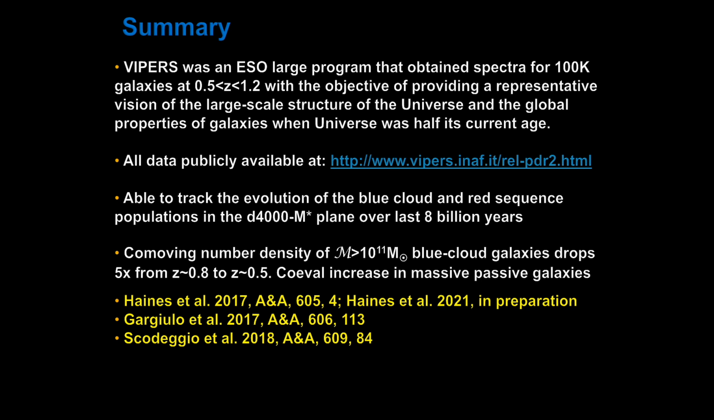We show how the VIPERS data enables us to track the evolution of the blue cloud and red sequence populations in the D4000 stellar mass plane over the last 8 billion years. In particular, the co-moving number density of massive blue cloud galaxies drops fivefold between a redshift of 0.8 and 0.5, mirrored by a coeval increase in the number density of massive passive galaxies. This appears to be simply due to the steady decline in star formation among all massive blue cloud galaxies, rather than a widespread quenching phase at redshift 0.7.